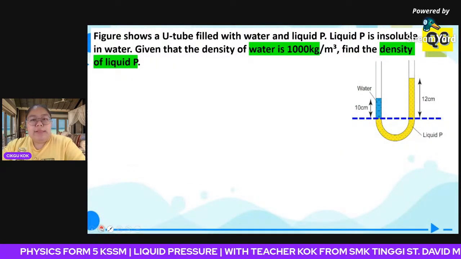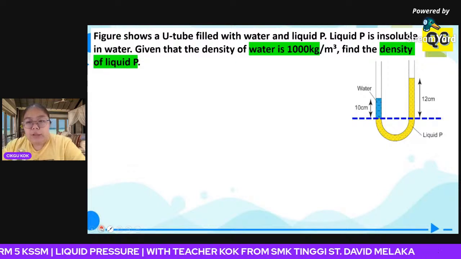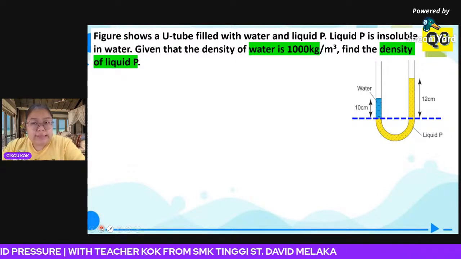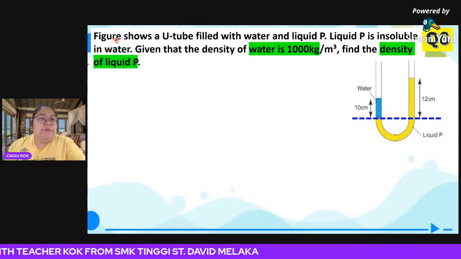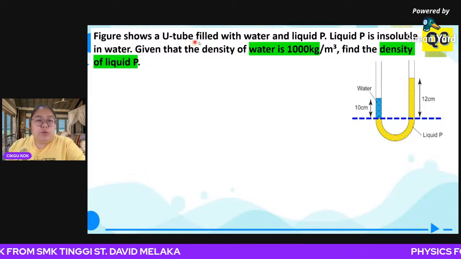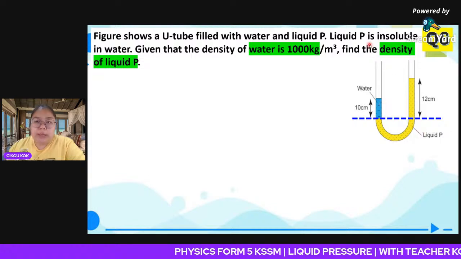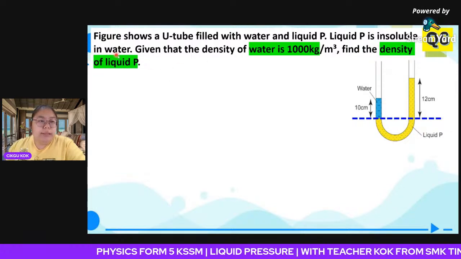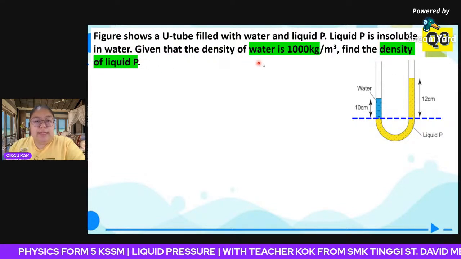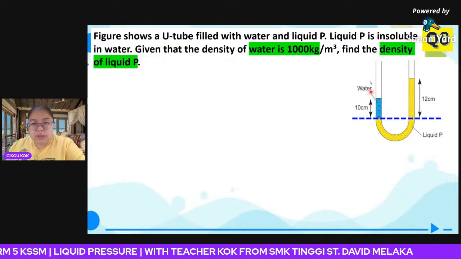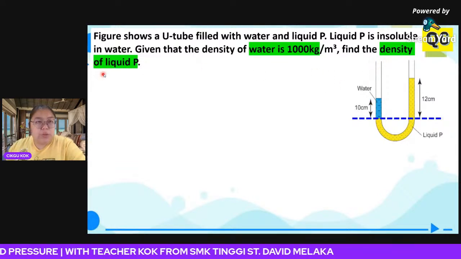Okay, now we're going to see the U-tube. The U-tube is going to measure the density. Now the figure shows a U-tube filled with water and liquid P. Now we have water and also liquid P, which is insoluble in the water. Given that the density of the water is 1,000, find the density of the liquid P.